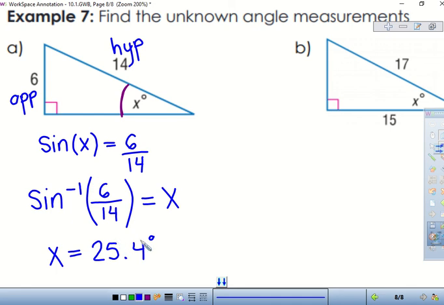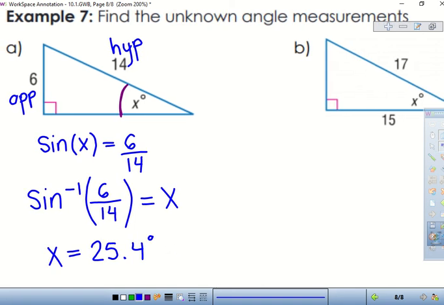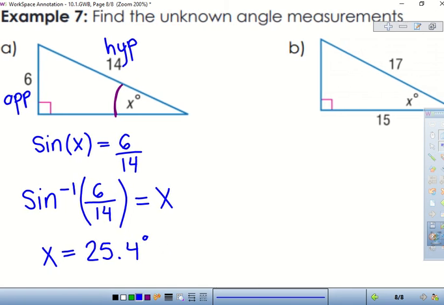No, so reciprocal and inverse are two totally different things. Yeah, I know it's confusing, but yeah, they're different. Is everybody good with A though? We get to try another one.